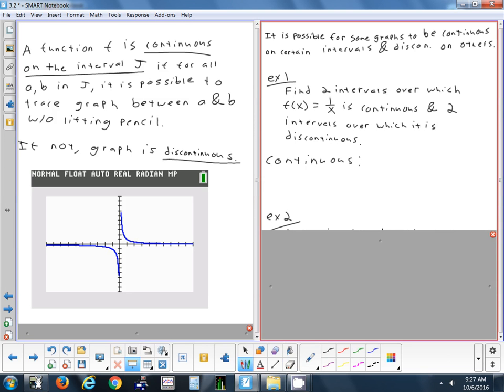2 to 5. Sure. I could trace from 2, which is right about here, to 5 without lifting my pencil. So from 2 to 5 is a continuous interval. It doesn't really matter if you use a bracket or parenthesis. Are you tracing from 2 or from just after 2? Doesn't really matter. Okay, so we'll trace from just after 2, not including 2, up to 5. Can somebody else give me one more interval where this is a continuous interval?